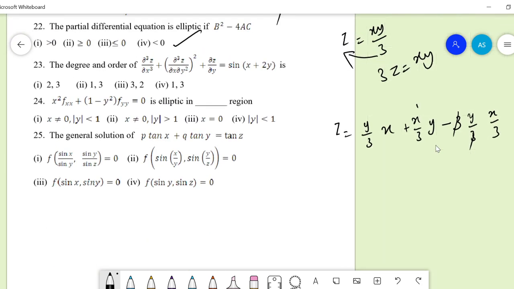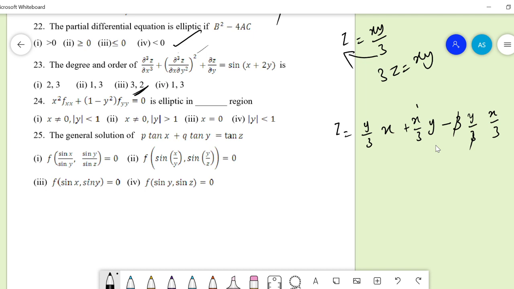Degree and order. What is degree and order? The highest derivative. So here the highest derivative is dou cube z by dou x dou y square. So 3 is the degree and 2 is the order.